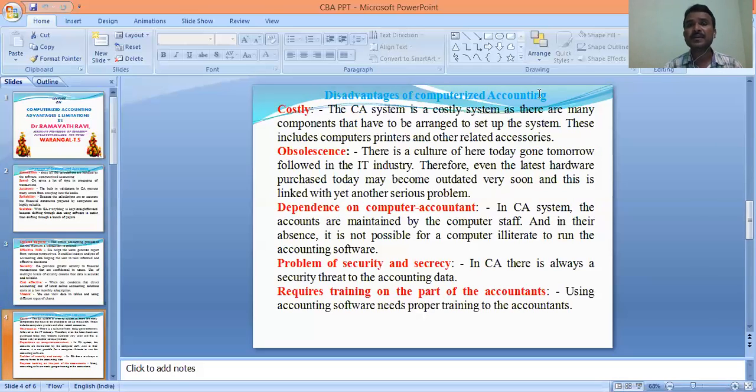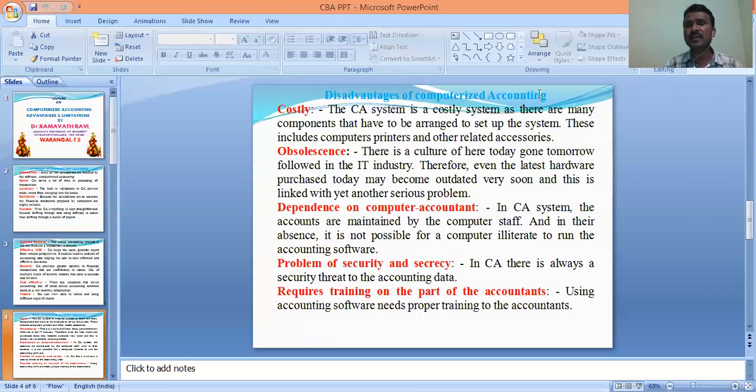need, because these are expensive. And we have to provide training to our employees, because previously we were maintaining a completely manual accounting system, and suddenly we are going for converting into a computerized accounting system. Our employees are not up to the mark for the computerized accounting system. So then we have to fill the gap. How can we fill the gap? By providing training. So when we are providing training, we have to incur cost.